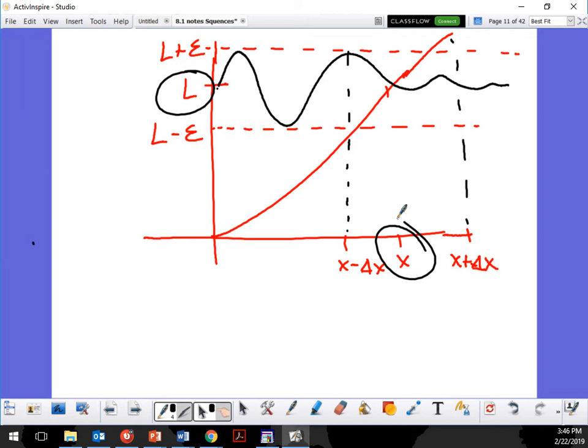That's where the epsilon comes from. Epsilon is whatever my limit plus and minus, where my delta x is going to be plus and minus over there. And we're going to get more into that later on.